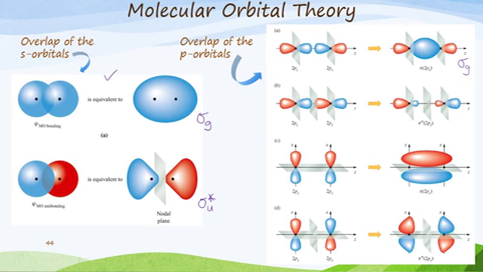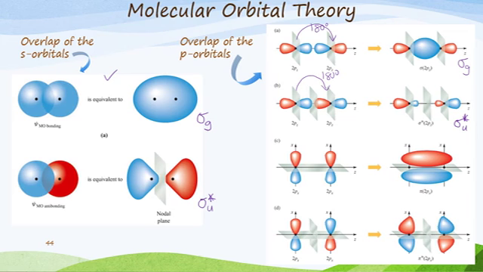Then on this side here, when we do the 180-degree rotation, if I took this one and rotated it 180 degrees, I would end up with the blue over here and the red over here. In this case, if I do the 180-degree rotation, I'm going to end up with the opposite sign. So this becomes an antibonding orbital. So this one will be sigma star ungerade.